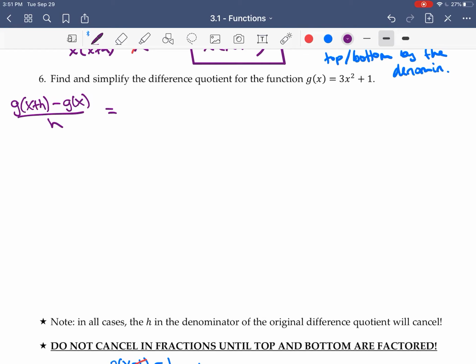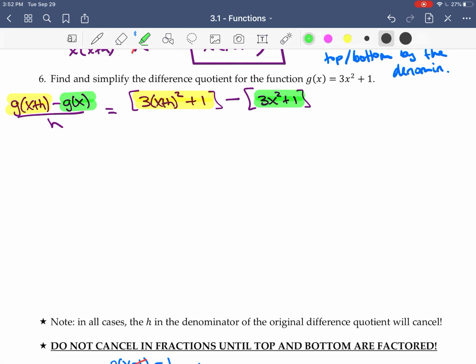So I want to compute g of x plus h. So x plus h is my input. Okay, so that's going to be 3 times x plus h squared plus 1. Okay, so g of x plus h is all of this. Okay, and then I want to subtract g of x. So that's the regular equation for g of x. Okay, so that's g of x there. And then I have this all over h.